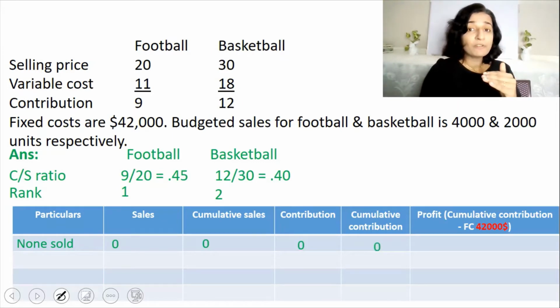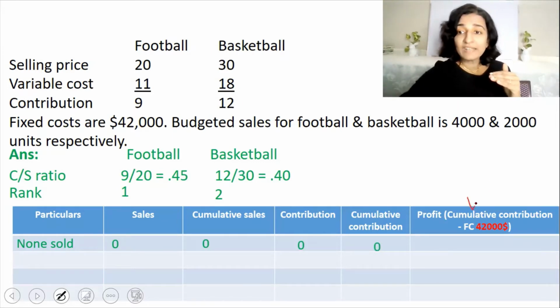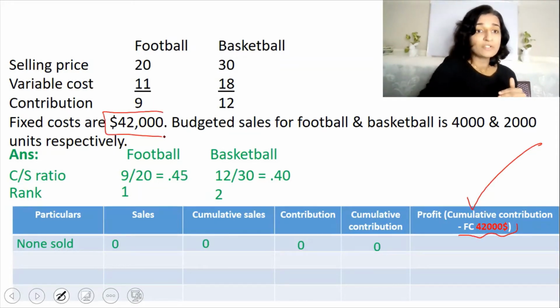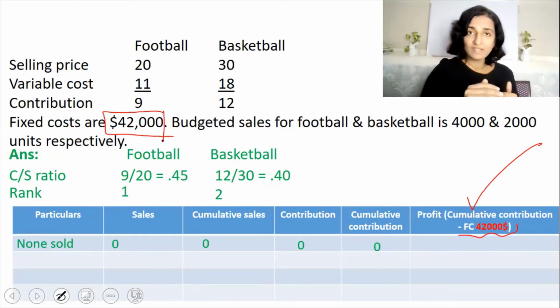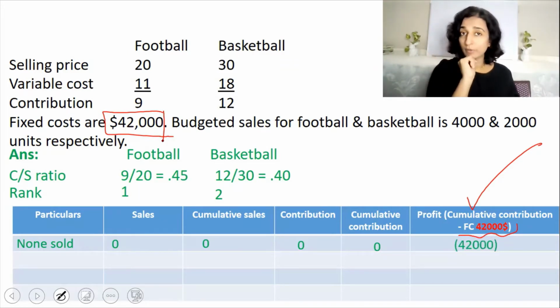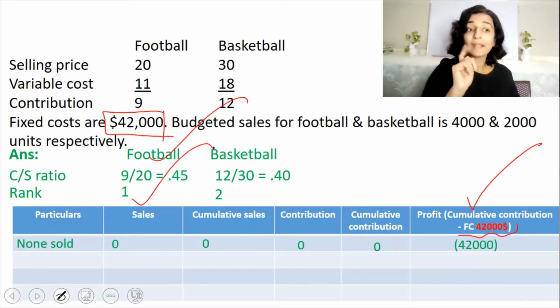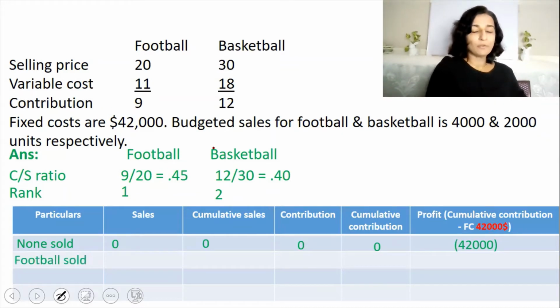But what is the profit? Profit is cumulative contribution minus fixed cost of $42,000. We have a fixed cost of $42,000, which means that if we are not selling anything, we end up with a loss of 42,000, or the profit is negative 42,000. Now what is our plan? Next, we are going to sell footballs because it has got rank 1. So we are going to sell footballs.